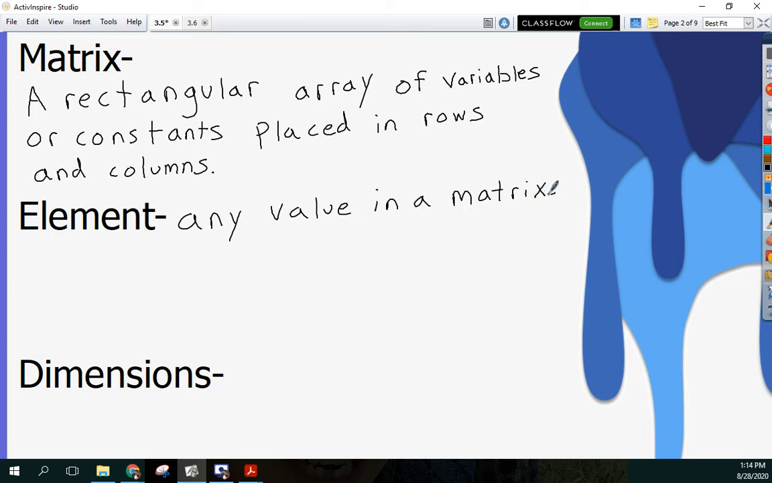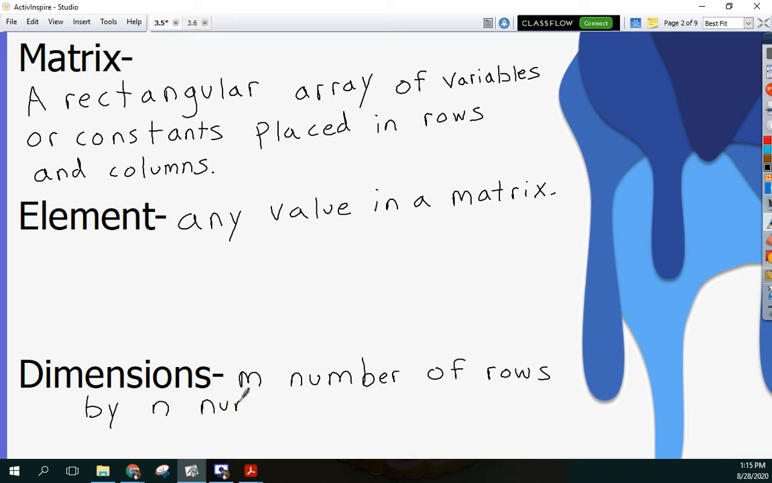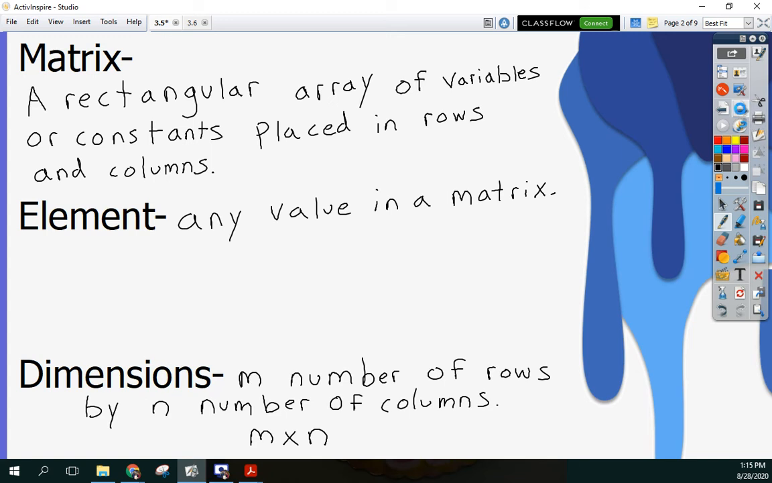And then the dimensions of a matrix are going to be m number of rows by n number of columns. So basically, we're going to use this to describe how big a matrix is. And so we would say that it's an m by n matrix. So it kind of looks like a multiplication symbol, but it actually stands for number of rows by number of columns.